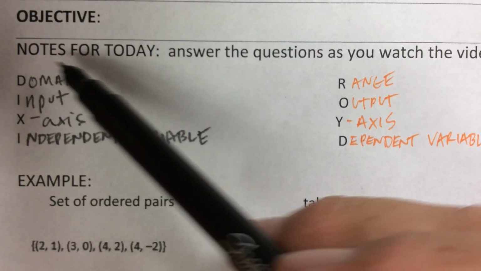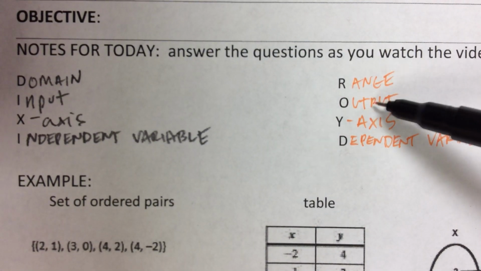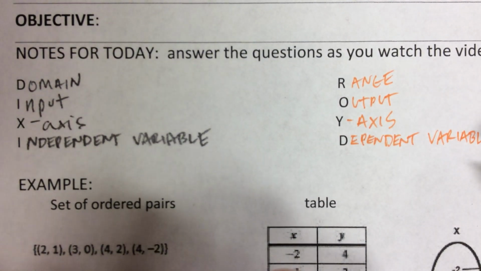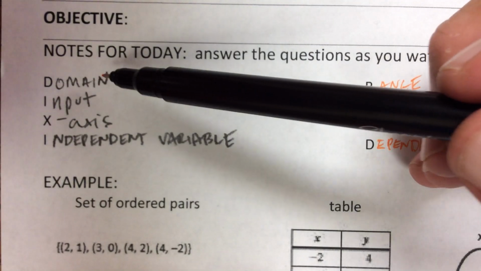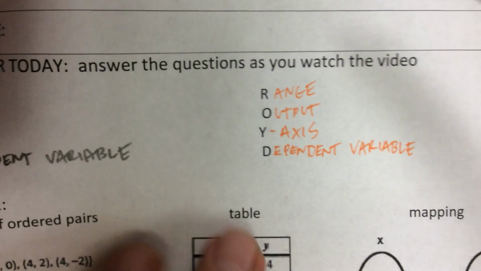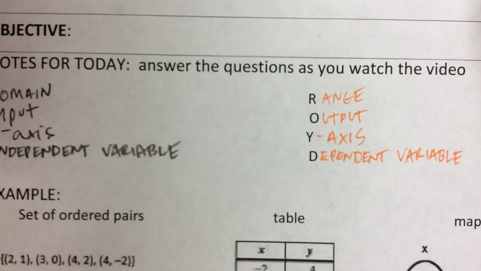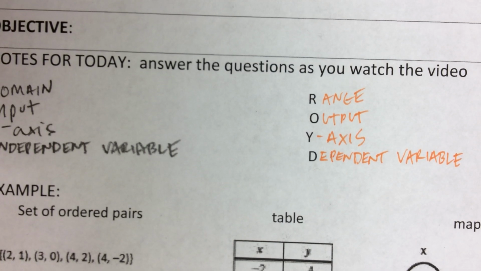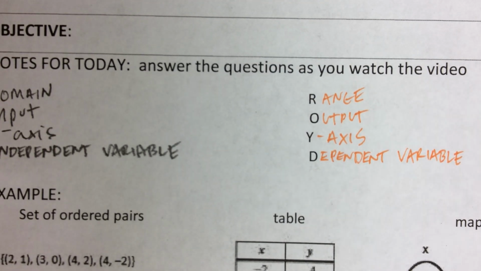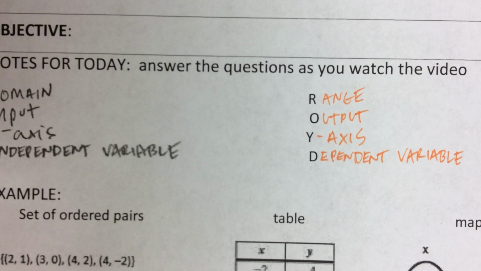So Dixie: domain, input, x-axis, independent variable. Roy D: range, output, y-axis, dependent variable. These things are all interchangeable. I can use any one of these to be talking about the x value, and I can use any one of these to be talking about the y value. So today, we're going to concentrate on finding the domain and the range of discrete functions and relations.